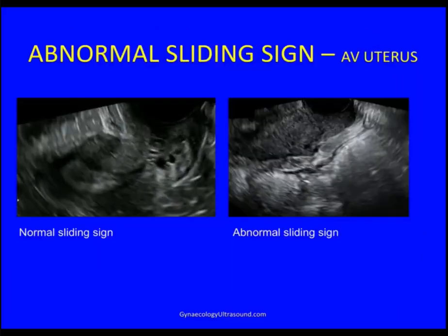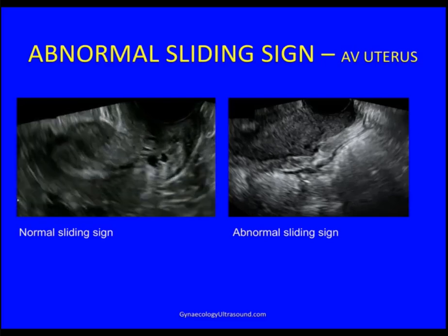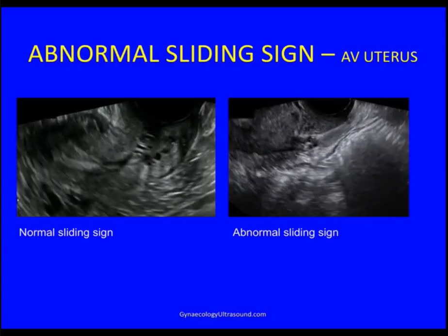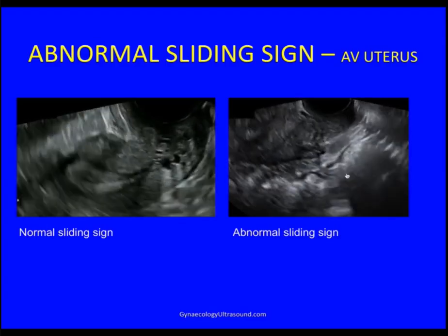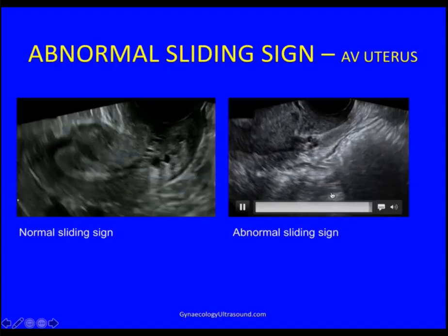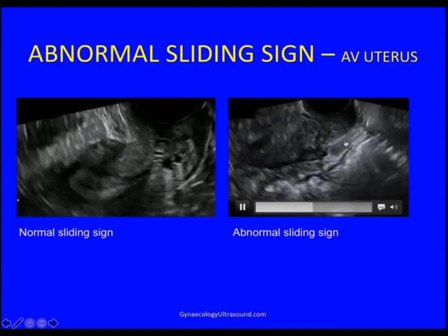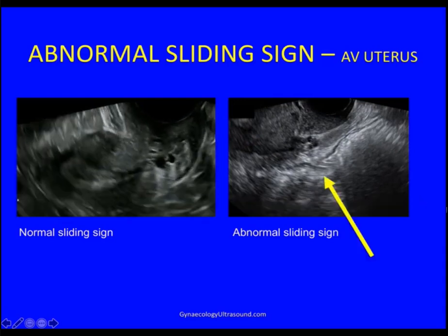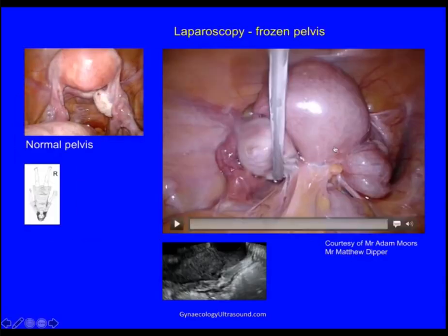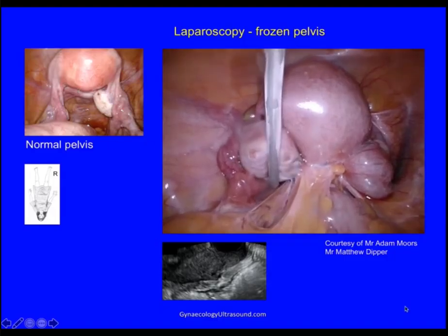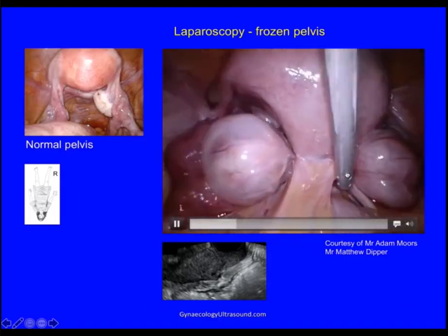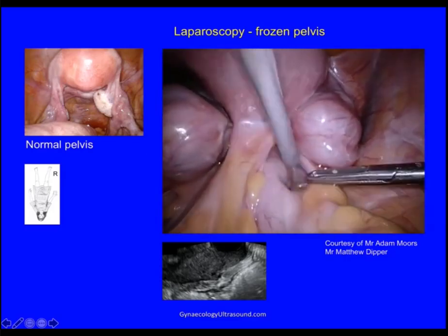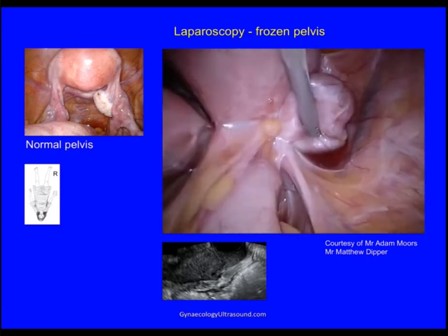So we've seen what a normal sliding sign looks like in the anteverted uterus, and this is an abnormal sliding sign. So what you can see here is that yes, there's movement, but everything moves as a block. And we'll come to that a bit later, but that's deep endometriosis. So everything here moves as a block. And this patient's laparoscopy looked like this. And there's the normal, you remember. This is abnormal. All the bowel is glued to the back of the cervix, as are the ovaries, and you can't really tell what's going on beneath those adhesions.